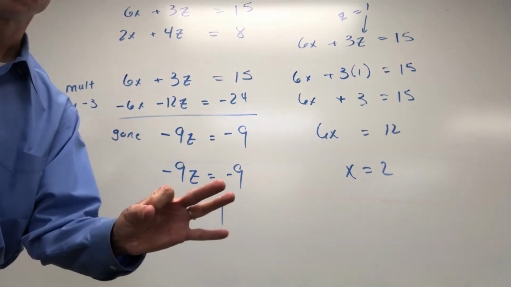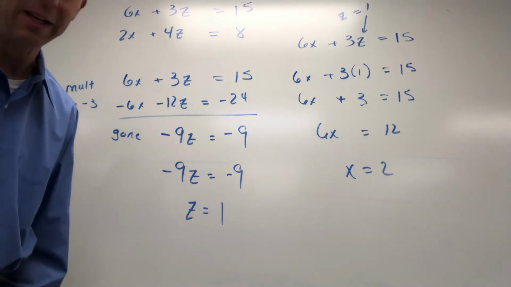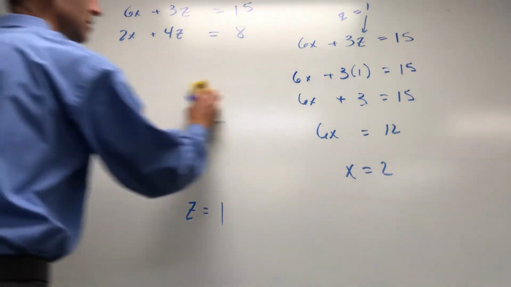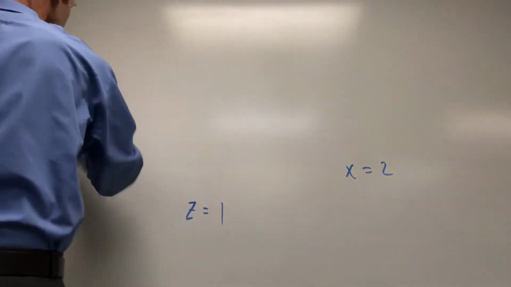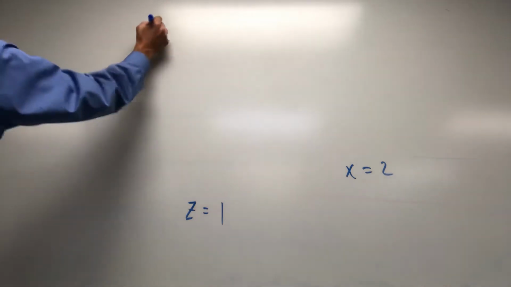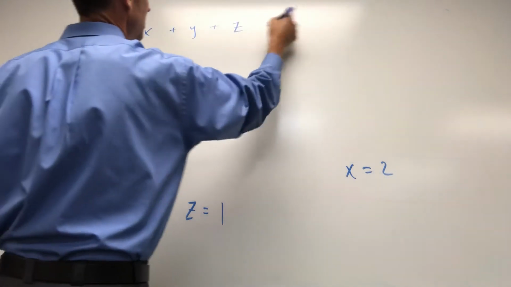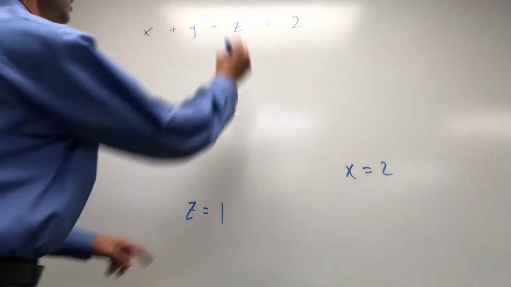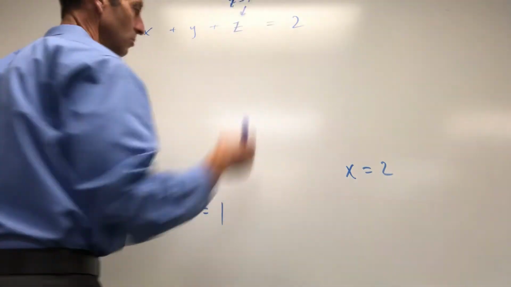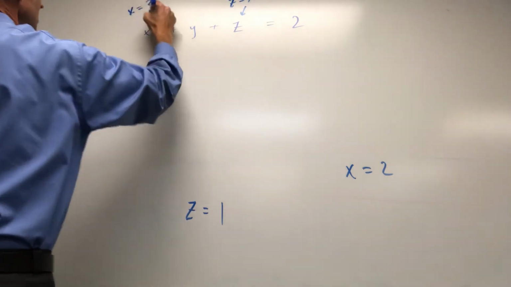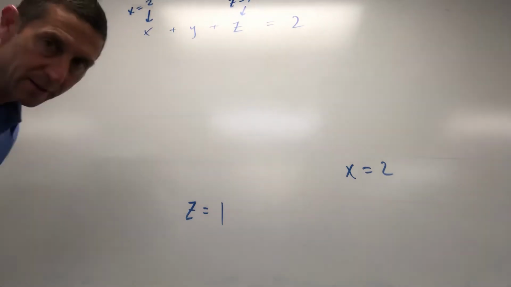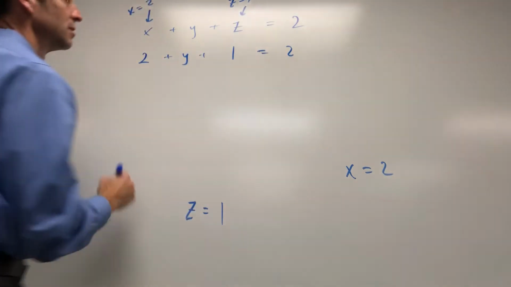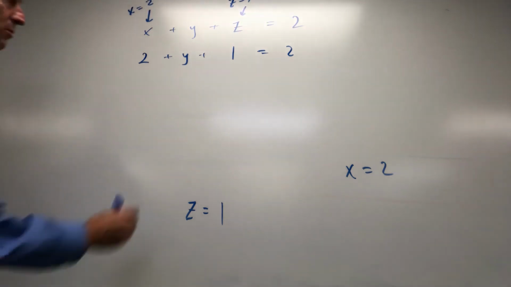There's 3 answers though. Now you're going to go way back to the beginning, to your very first equation, right where everything started, equation 1, which was x plus y plus z equals 2. We're going to plug in z equals 1 and x equals 2. And then we can solve for y. So 2 plus y plus 1 equals 2. Looks like y is going to equal negative 1.